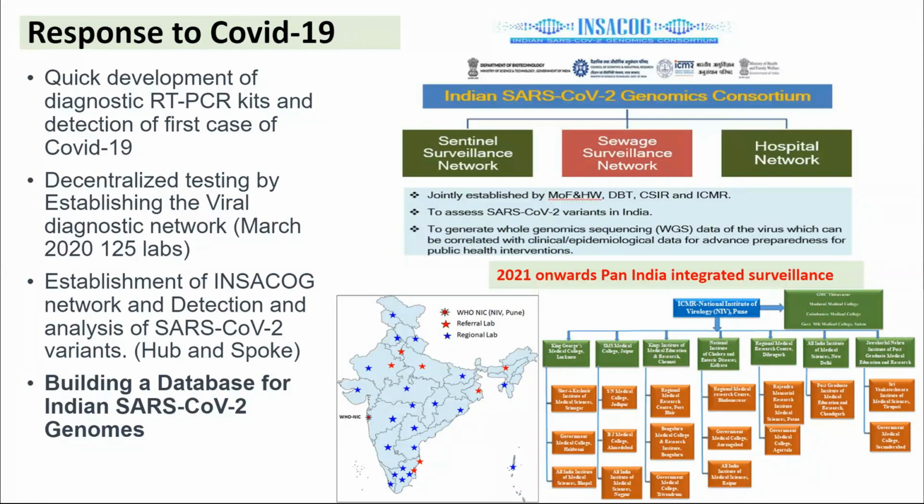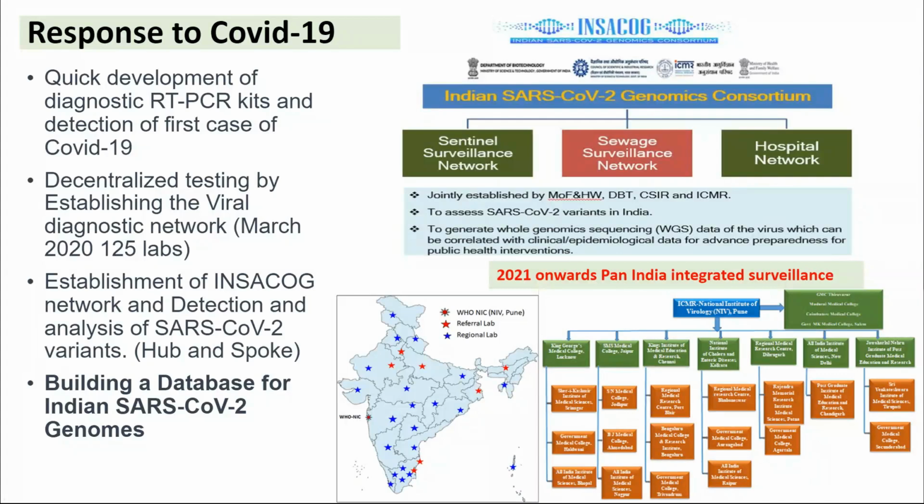That's how the data was collected at NIV Pune, and that's how we built up the database of Indian SARS-CoV-2 genome sequences in the country. This was then submitted to the GISAID platform from NIV Pune. The data was shared with policymakers, the laboratories and the state governments, so that everybody is aware of what variants are in circulation and what their impact on public health is.